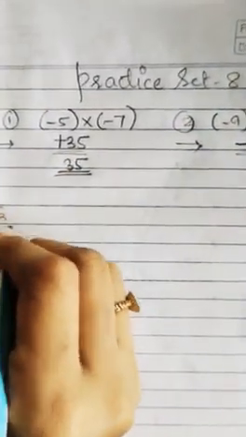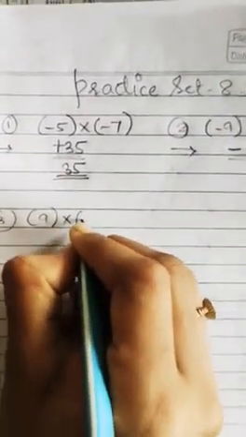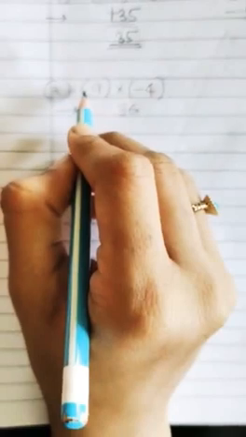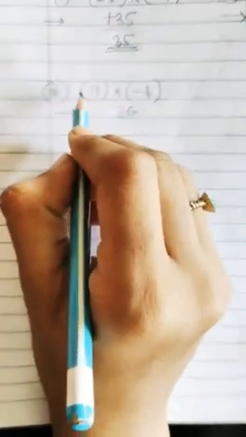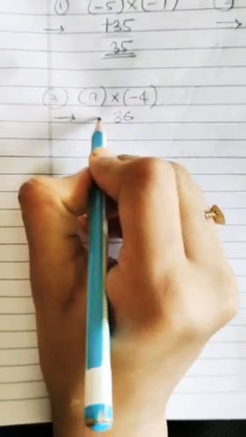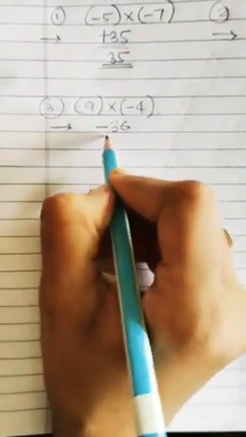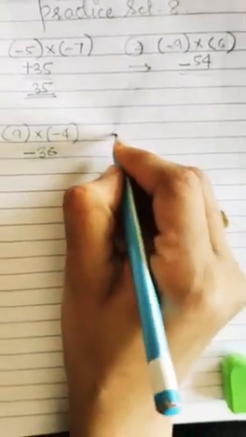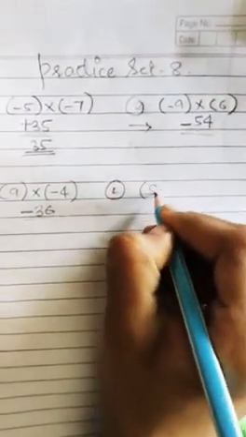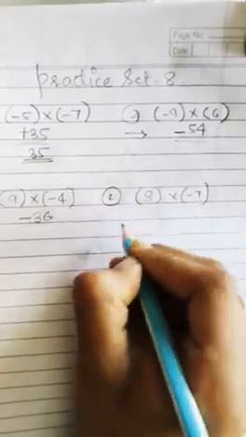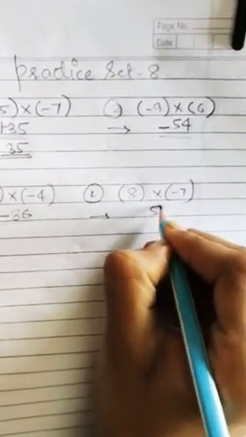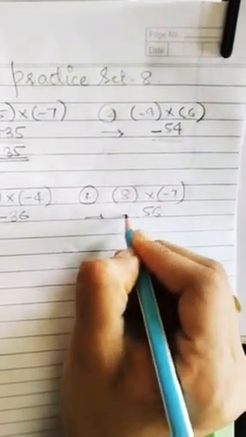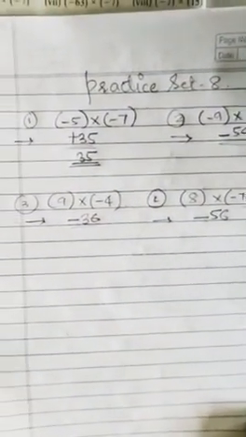Then the third one is 9 multiplied by minus 4. 9 4s are 36. Plus multiplied by minus: positive multiplied by negative gives negative, so we put a negative sign with the product. Fourth one is 8 multiplied by minus 7. 8 7s are 56. Plus minus gives minus, like this. So these are the 4 questions.